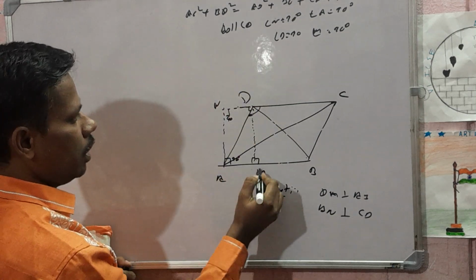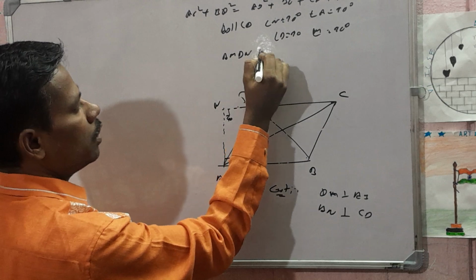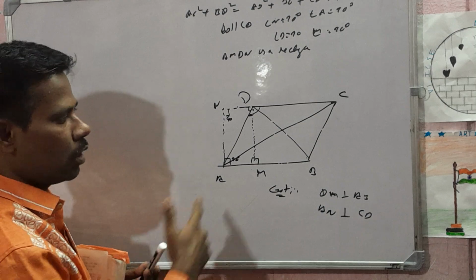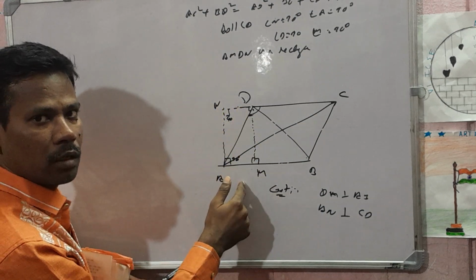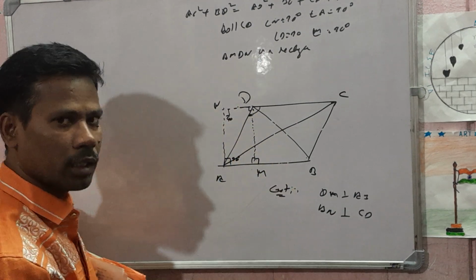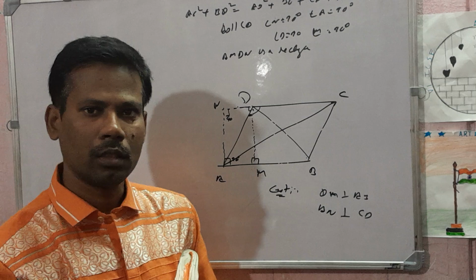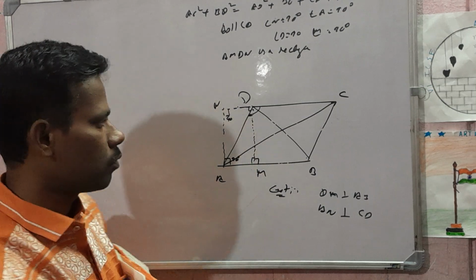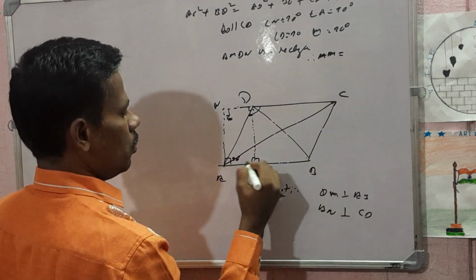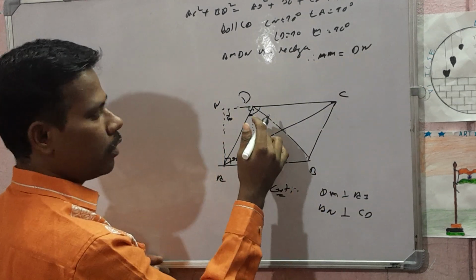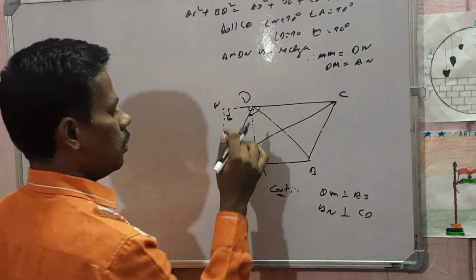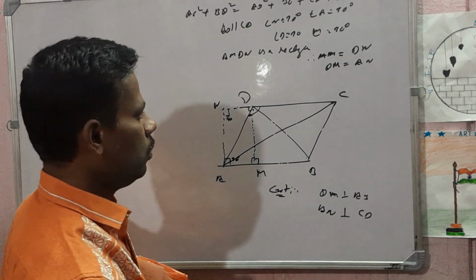Therefore, AMDN is a rectangle. Once again, a quadrilateral in which both pairs of opposite sides are parallel, and each angle is 90 degrees, then we can conclude that the quadrilateral is a rectangle. So in a rectangle, opposite sides are equal, therefore AM is equal to DN and DM is equal to AN, right?